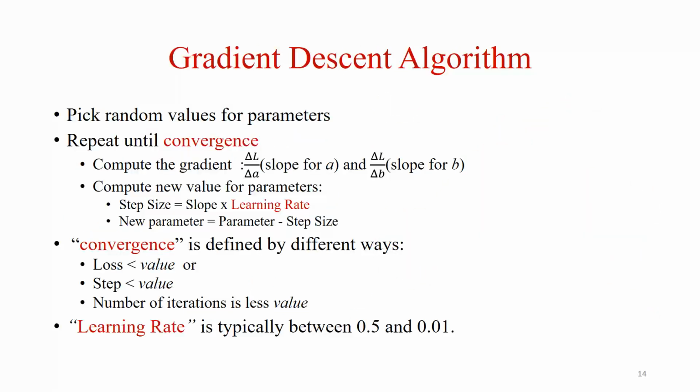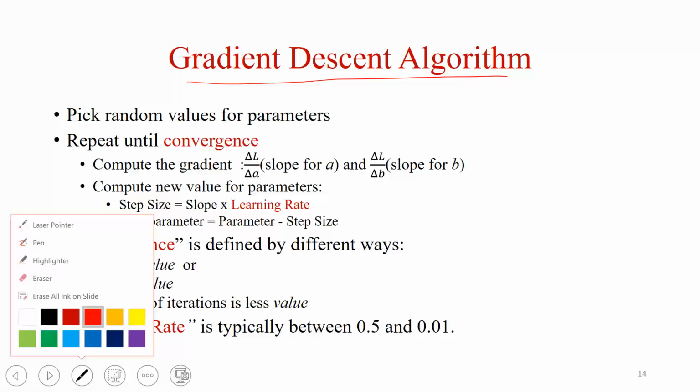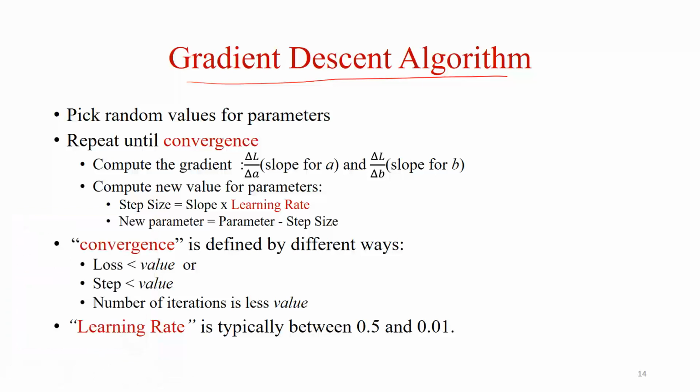Now, how does this gradient descent algorithm work? Well, typically what we do is pick random values for the parameters. So in the case of my example, which is linear regression, we have two parameters, A and B. So we pick two random values.